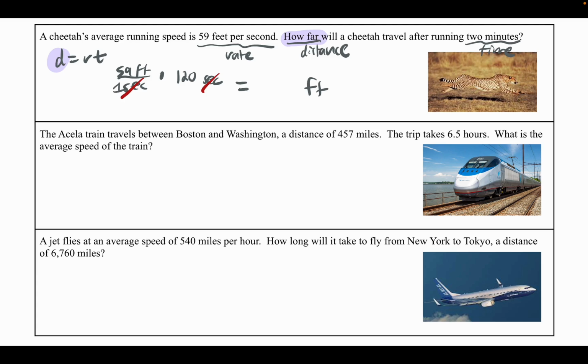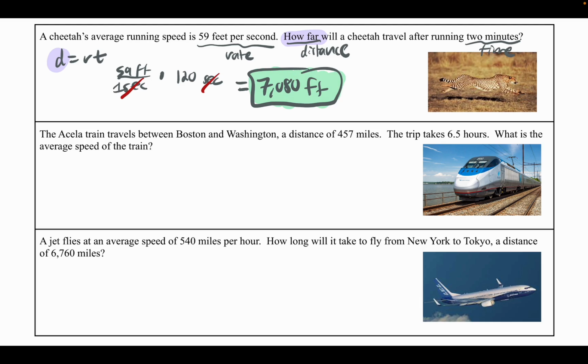So it's really just a matter of multiplying 59 with 120, and that ends up equaling 7,080, and that right there would indeed be the distance traveled by that cheetah in that 2 minutes' time.